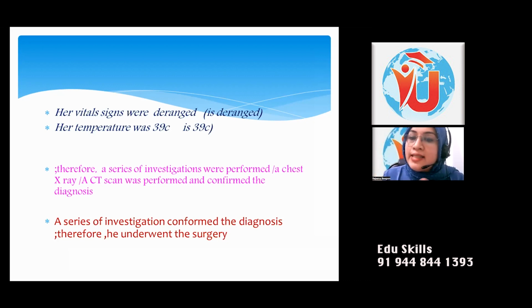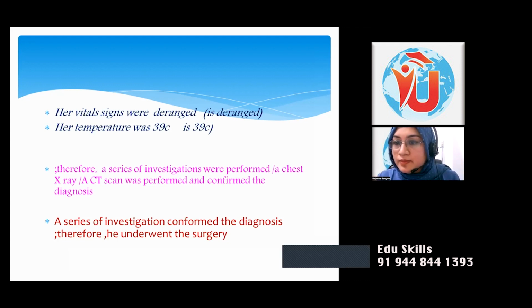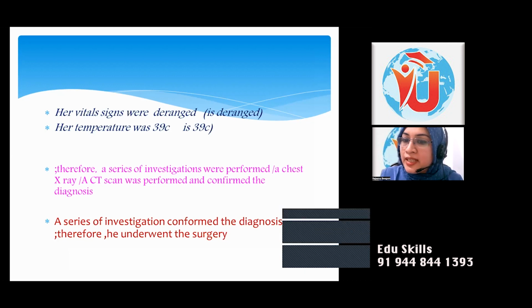Therefore, a series of investigations were performed. A series means a group of investigations were performed for this patient, or a chest X-ray, because sometimes they will do only one investigation. A chest X-ray was performed for the patient, or a CT scan was performed for the patient and confirmed the diagnosis. So you can use this sentence. Or you can say that a series of investigations confirmed the diagnosis.